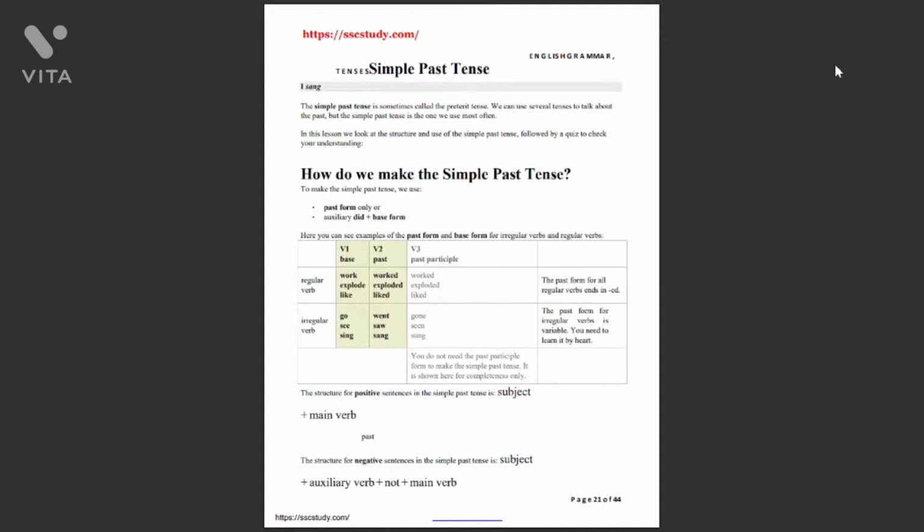Very easy. You do not need the participle form to make the simple past tense. It is shown for completeness. The structure for the positive sentence in the simple past tense is subject plus main verb, okay, that's the past tense. The structure for the negative sentences in the simple past tense is subject plus auxiliary verb plus not plus main verb, okay.